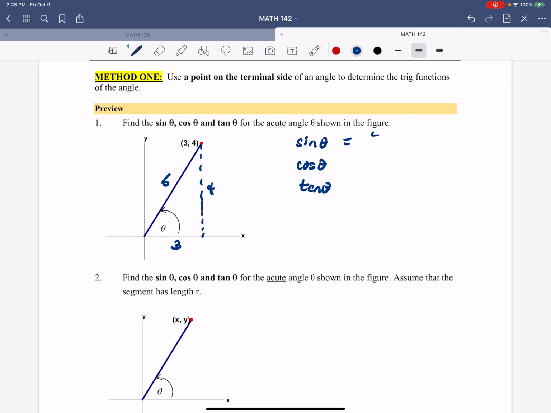Sine of theta is opposite over hypotenuse. Cosine theta is adjacent over hypotenuse, and tangent theta is opposite over adjacent. So there we go. So how does this translate to when we just have an x and a y?